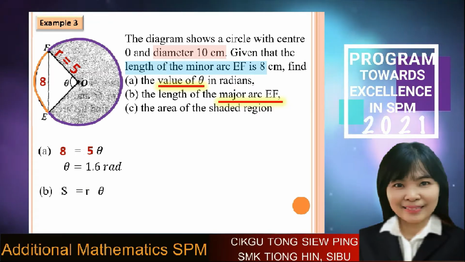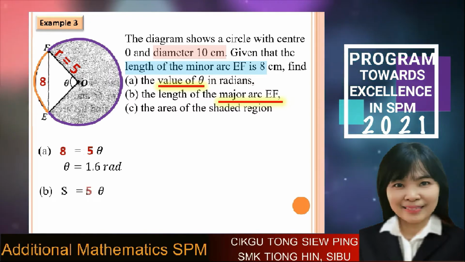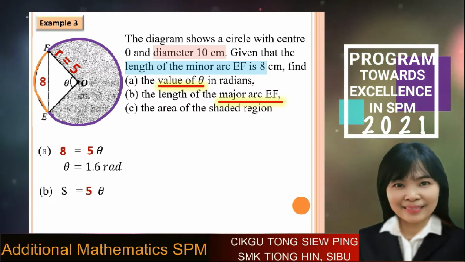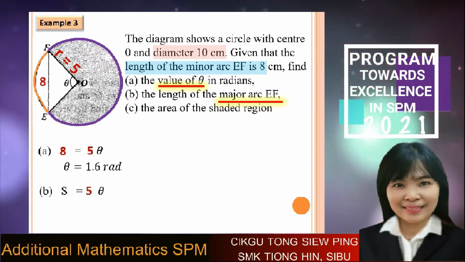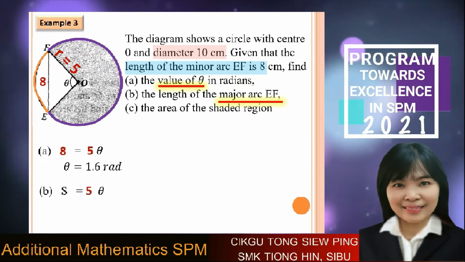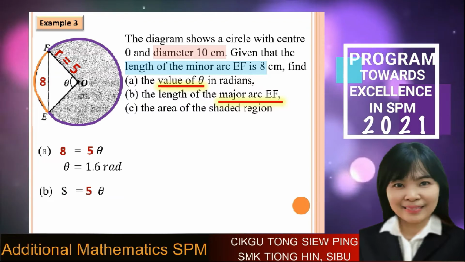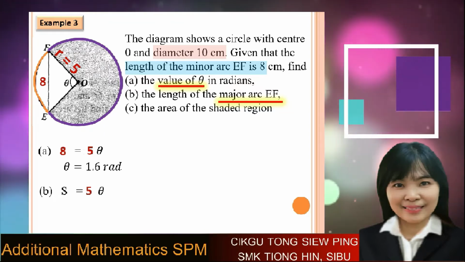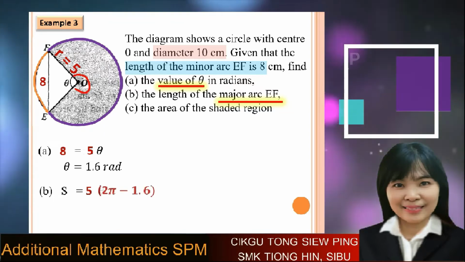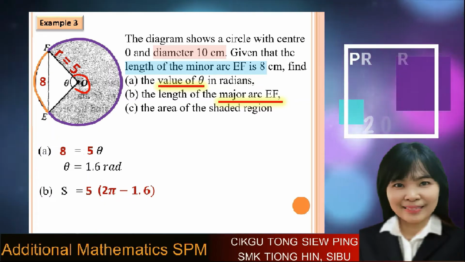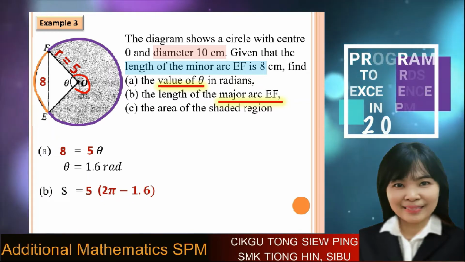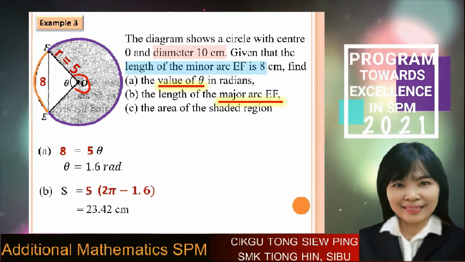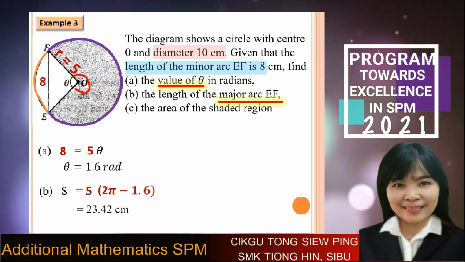Part B. Find the length of the major arc EF. We still use the same formula, that is S equal to R theta. We substitute 5 into the radius. However, for the theta here, we need to calculate it. We all know that a full circle has 360 degrees, or equal to 2 pi. So, the angle of the major arc EF is equal to 2 pi minus 1.6. We multiply 5 with 2 pi minus 1.6, we get 23.42. This is the length of the major arc EF.